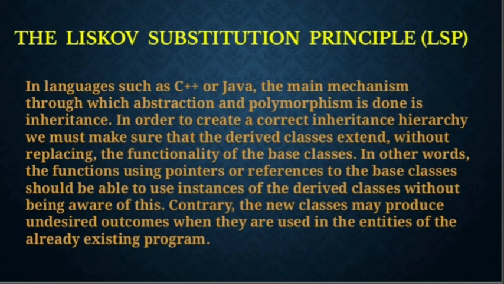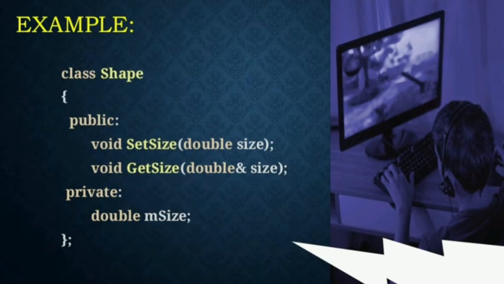Next we are going to see the Liskov substitution principle, which is known as LSP. In languages such as C++ or Java, the main mechanism through which abstraction and polymorphism is done is inheritance. In order to create a correct inheritance hierarchy, we must make sure that the derived class extends, without replacing, the functionalities of the base class. Otherwise, the new classes may produce undesired outcomes when they are used in the entities of the already existing program. This is known as LSP. This is the example for LSP.